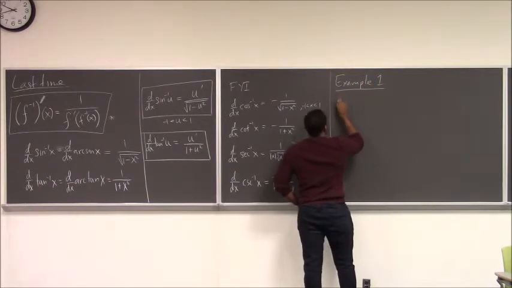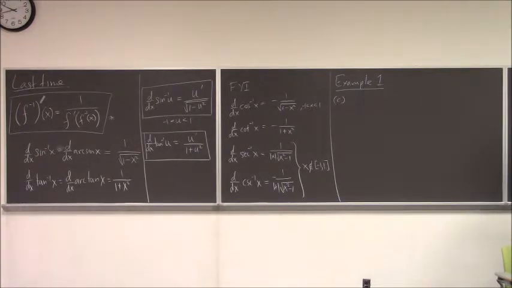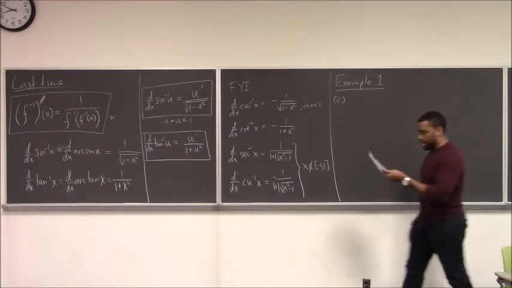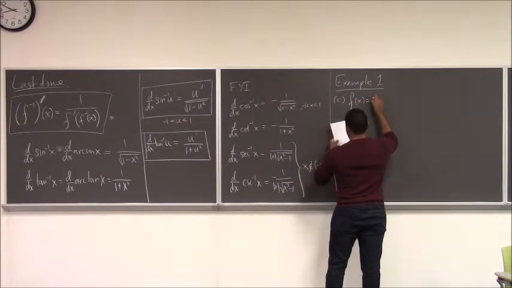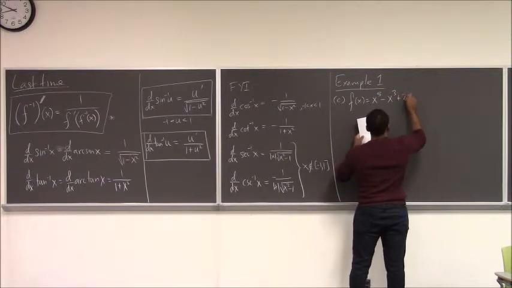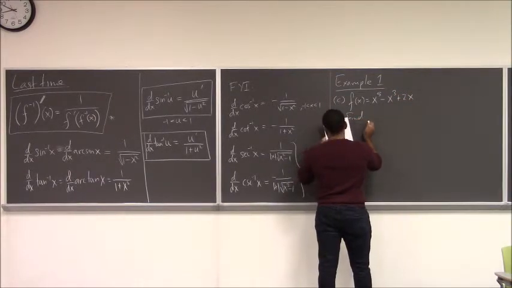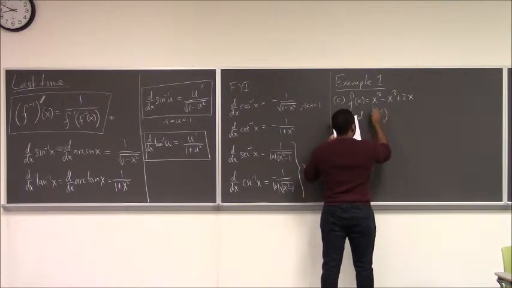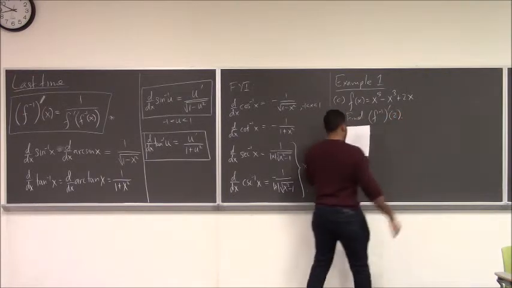So example 1, part C, asked us to find, let me write it down here, we're just going to jump right back into it. Our function was this guy. And you needed to find the derivative of the inverse evaluated at the point 2.